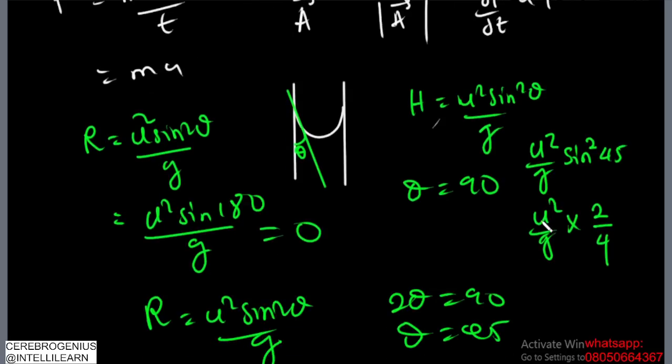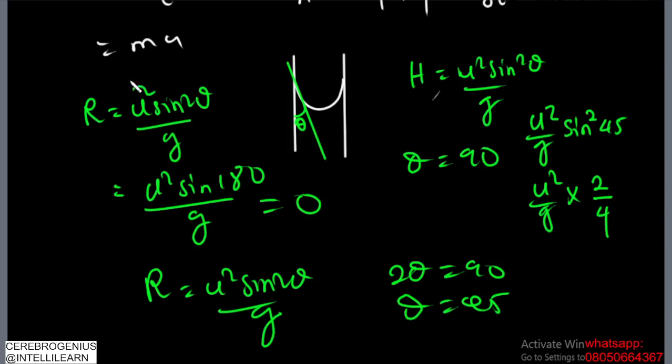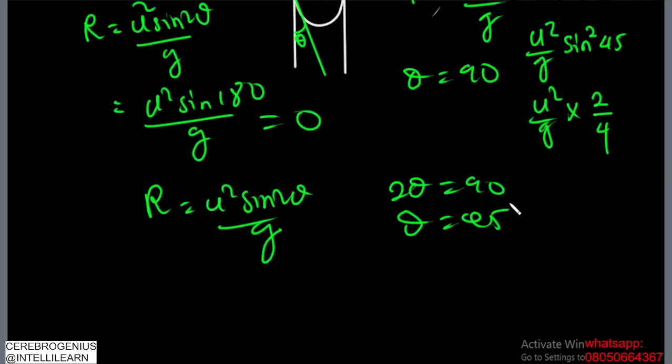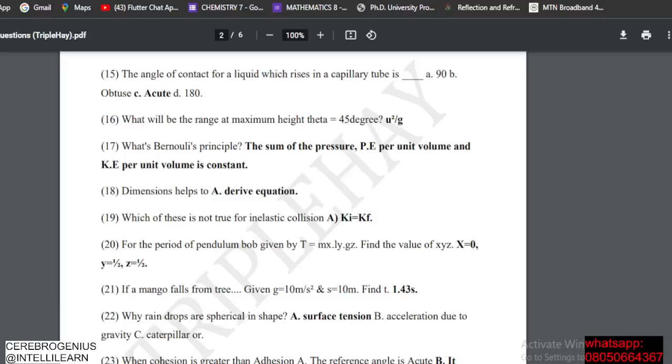So that answer is wrong. So the range at maximum height is 0. When the height is maximum, the range is going to be 0. That means the object is projected directly vertically upward. But when the range is maximum, the height will not be 0. The height will be u square over 2g. So that should be the answer. The answer should be 0.